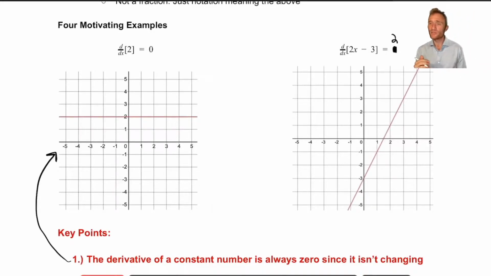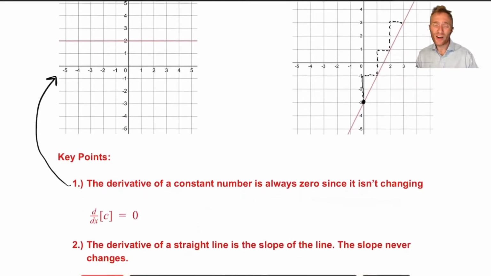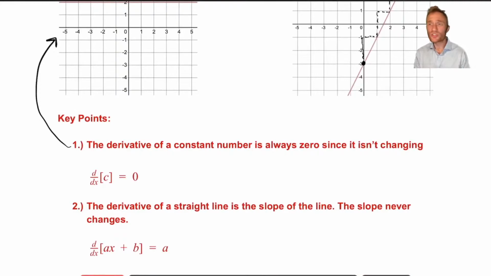Now the one on the right, I had to fix that little typo. The derivative with respect to x of 2x minus 3 is 2. And how do I know that so fast? Well, it's a line. It has a y-intercept of -3 and a slope of 2. Up 2 over 1, up 2 over 1. The rate of change, every time x goes up 1, y goes up 2. And that doesn't change because it is a straight line with a non-changing slope. So the second point here, the derivative of a straight line is just the slope of that line.